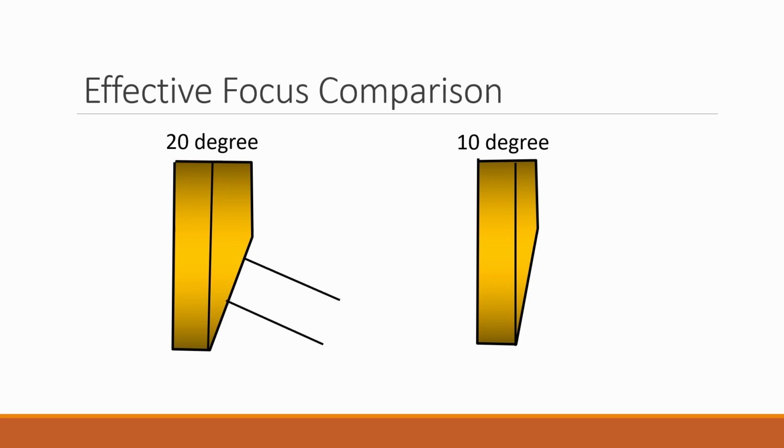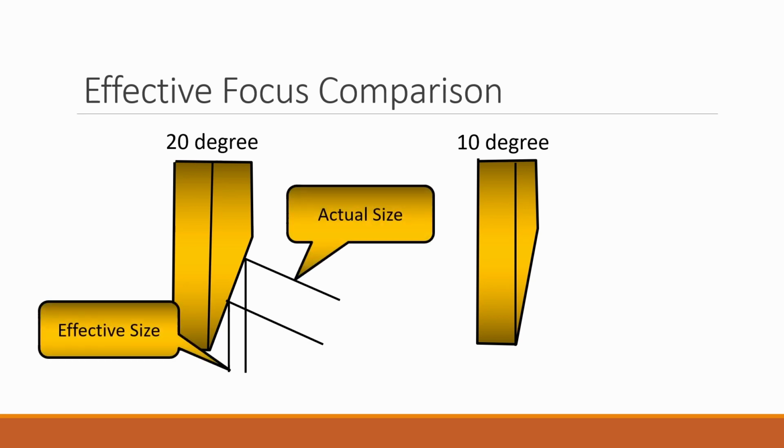First, we draw two lines perpendicular to the anode face, arising from the top and bottom of the focal spot. Next, we draw two vertical lines from the point where the first lines intersect the angled face of the anode. The first pair of lines is defined as the actual focal spot size, and the second pair is the effective focal spot size. The effective focal spot is what is projected onto the image receptor.